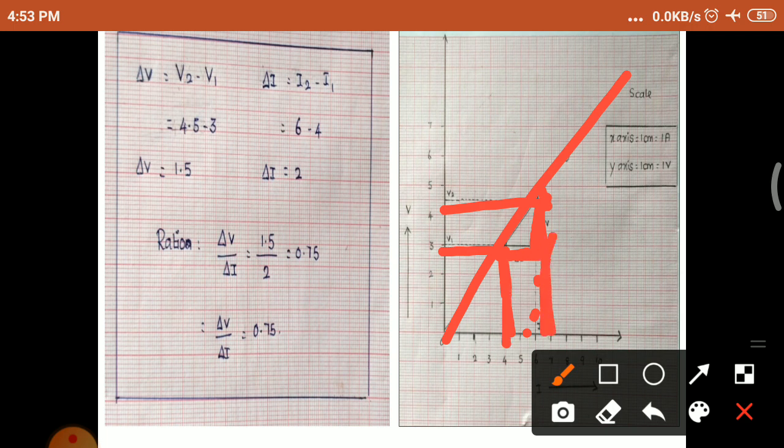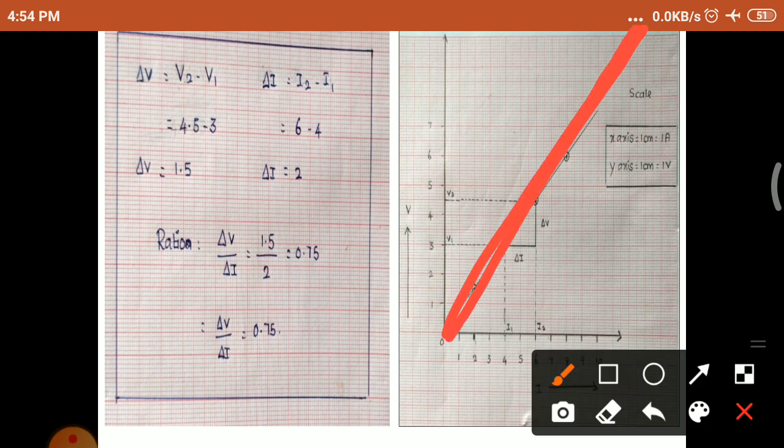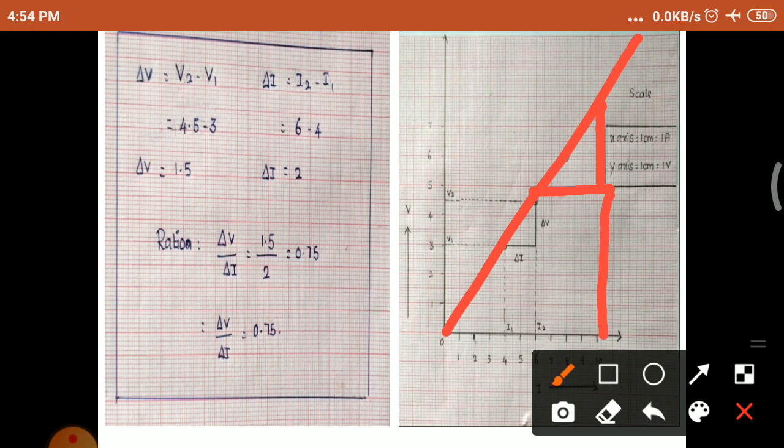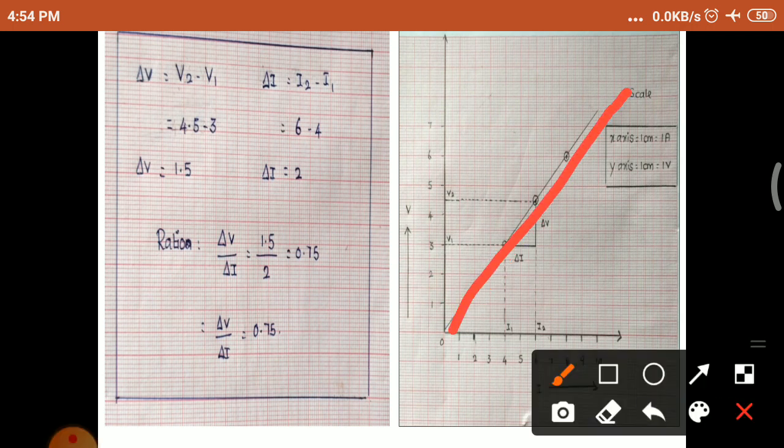Are you understanding? Maybe if you draw it here, you have to draw a perpendicular line to the x-axis and y-axis. So here I drew from the x-axis to the y-axis.